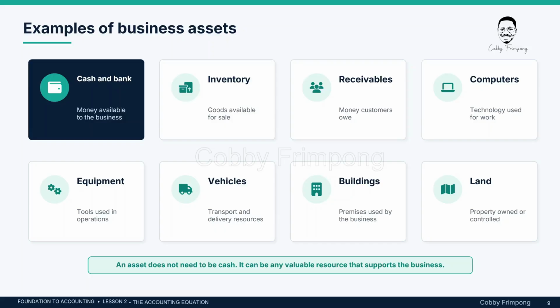Assets also include equipment, vehicles, buildings, and land. An asset does not need to be cash. It can be any valuable resource that supports the business.